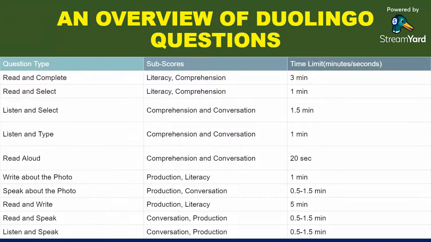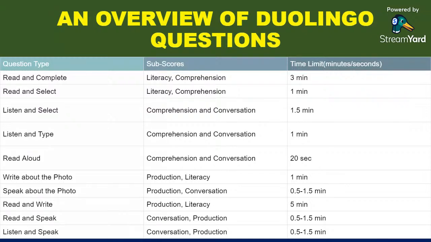Write about the photo is meant to test your production and literacy skills, and the time limit is 1 minute. Then you have speak about the photo, and the subscores are production and conversation, and the time limit is between 0.5 and 1.5 minutes. Read and write is another question type, and the subscores are production and literacy. Time allowed is 5 minutes.